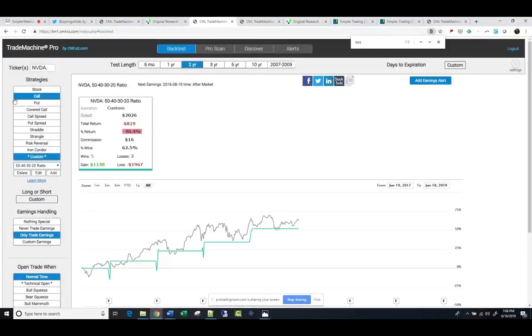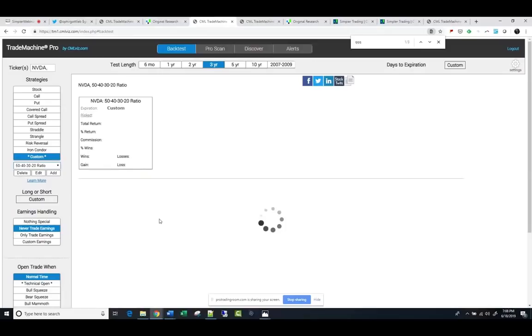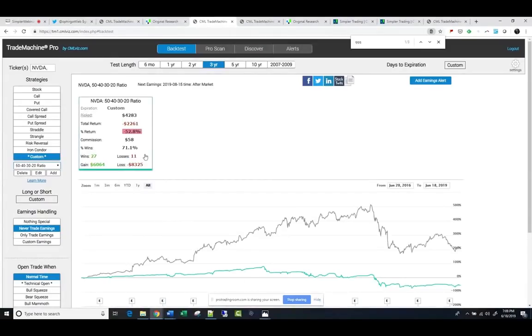I don't know why I tried it in NVIDIA, but well, I'm just trying NVIDIA. It's not only trade earnings, but we never trade earnings. Okay, so this one doesn't work in NVIDIA, nor would I expect it to. I would expect this to work more with ETFs.